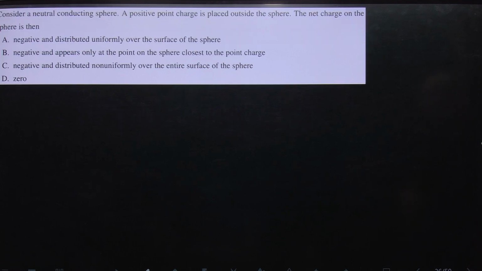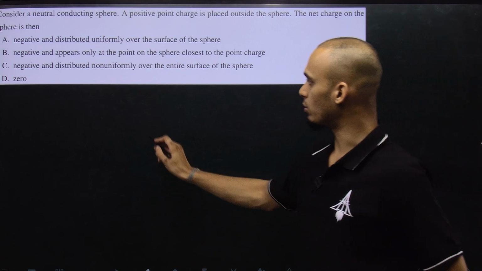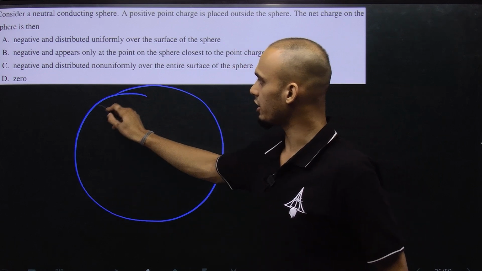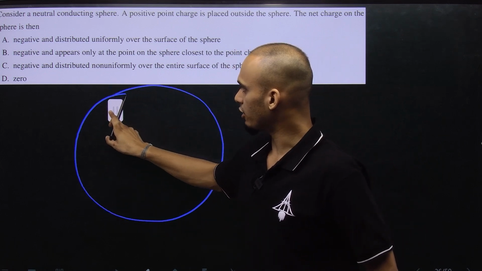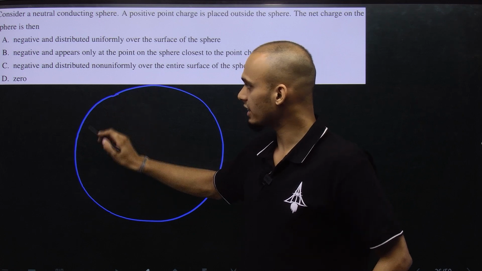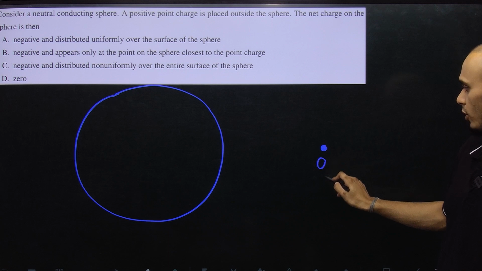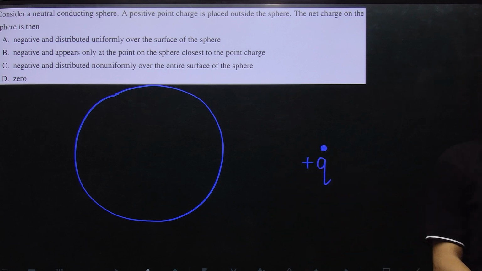Next question. We have a neutral conducting sphere and a positive charge placed outside. We have a neutral conducting solid sphere. It is not a spherical shell. It's a solid sphere such that there is a charge of positive q placed on the outside.